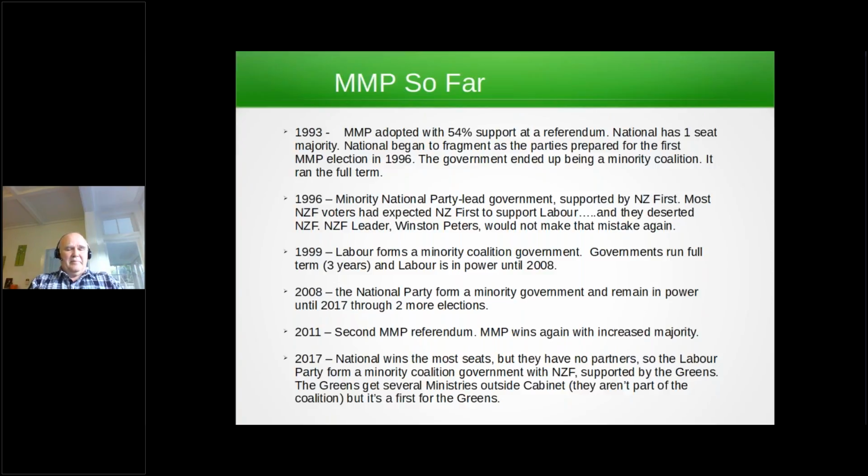All right. 2011, the second MMP referendum. The National Party had promised a second referendum under the misapprehension that one had been promised at the outset and then not given. There never was a promise for a second referendum, but they were happy to lie and say there was. So they had the second referendum, and MMP won again with an increased majority.